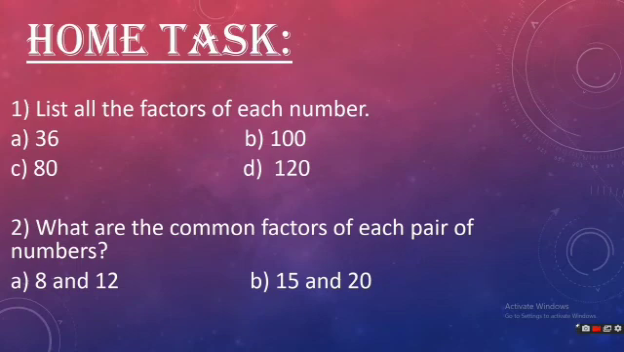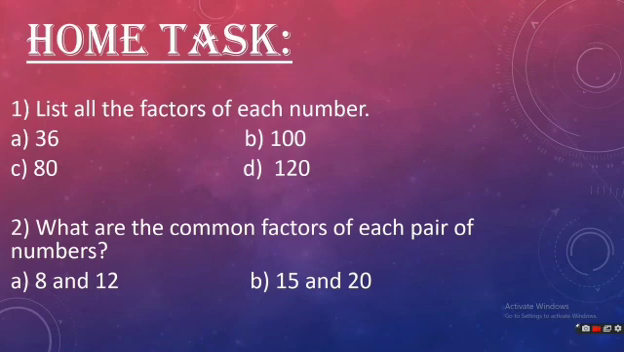Now part B, that is 100. If you don't know in which tables 100 is coming, then simply do division. Divide 100 one by one by different numbers from 1 till 10. In this way you will get all the factors of 100. Now part C. Parts A, B, C, D are your home task. Kindly try to attempt these questions by yourself.